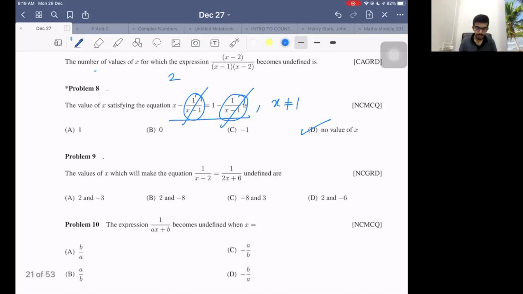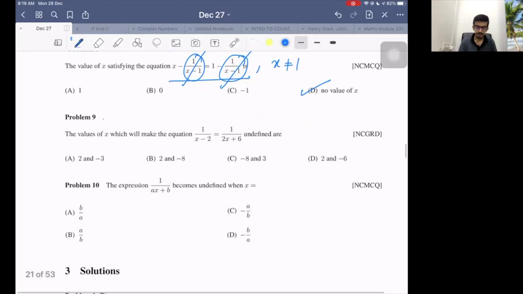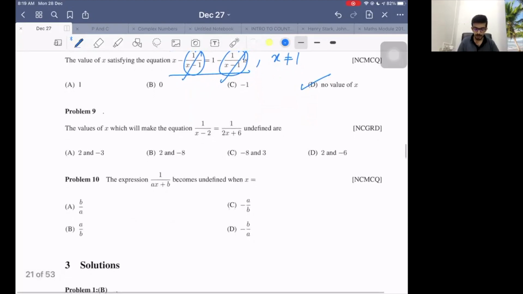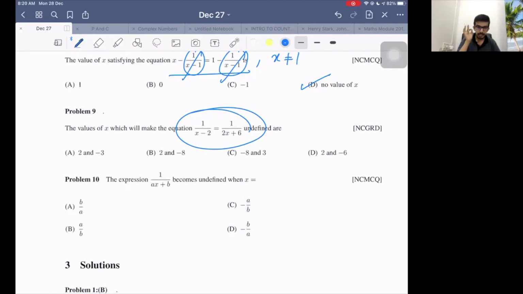Yes. Again, next question. The values of x which will make the equation undefined. They are not asking about the solution to this equation. They are asking about those values of x that are going to make the original equation undefined, invalid.